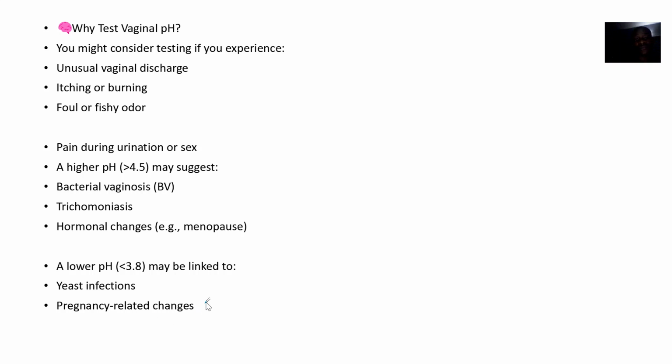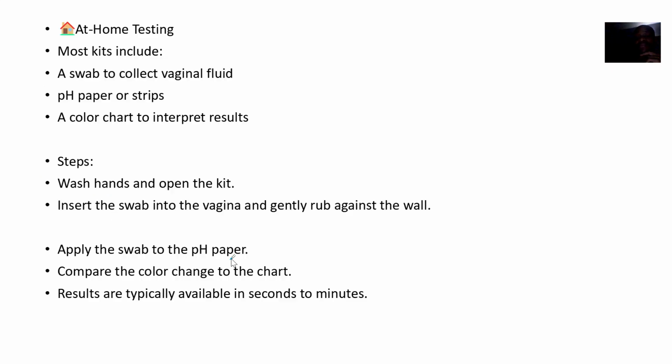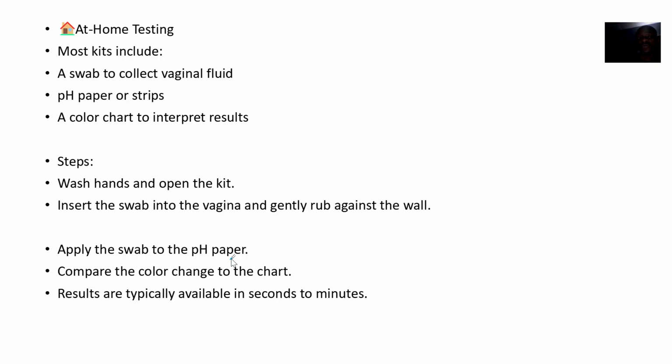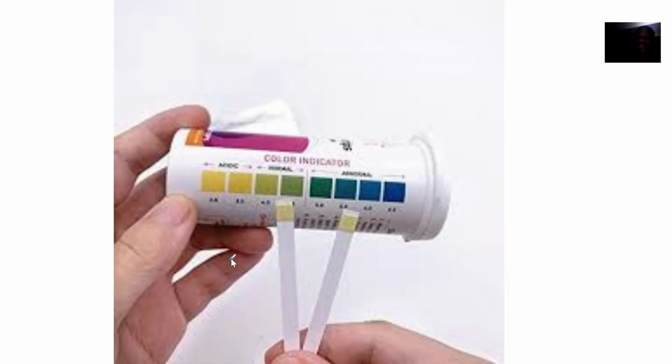If you have bacterial vaginosis, that's bacterial infection of the vagina, all right. Trichomoniasis, that's trichomonas infection of the vagina. If there are some hormonal changes, all right. So if the pH is going basic, it indicates bacterial infections, trichomonas, hormonal changes. If it is going way too acidic, it indicates yeast infection or pregnancy changes.